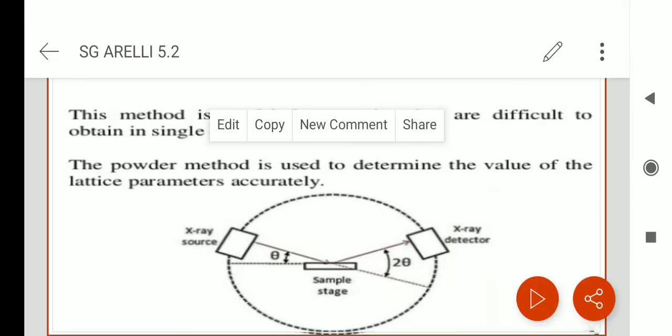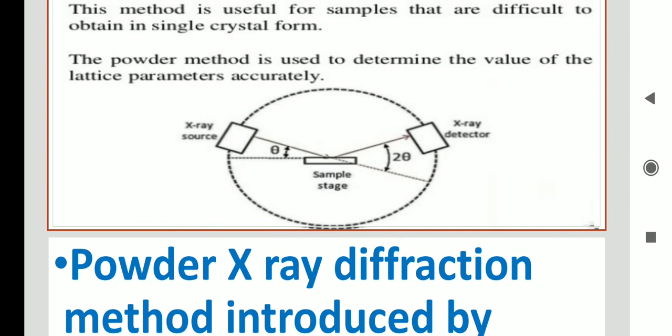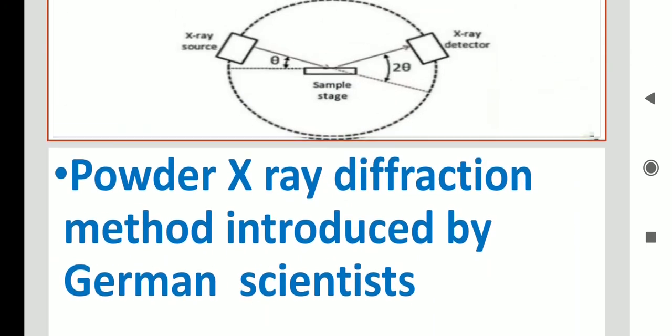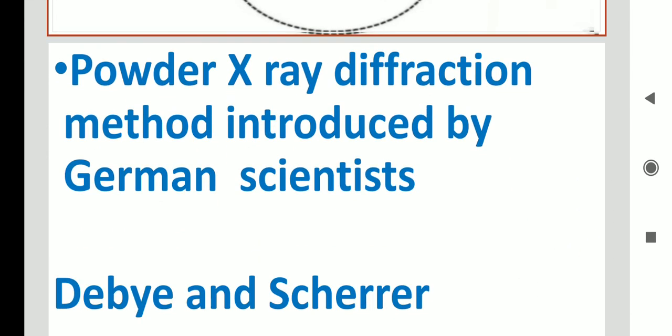The diffracted rays will be counted by the Debye camera, or here we use an X-ray detector. From the X-ray detector, we calculate the values of the powder method angles. In the powder X-ray diffraction method, the method was introduced by the German scientists Debye and Scherrer.